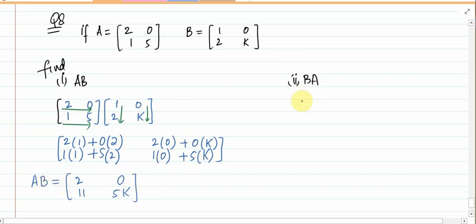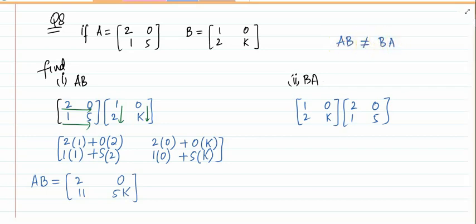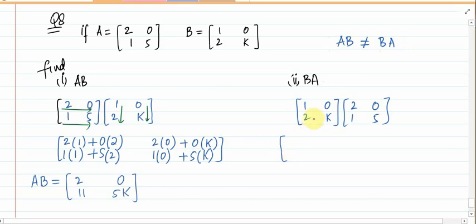For BA, we need to write the matrix B first. It will be [1 2; 0 K] times [2 1; 0 5]. Now in matrix multiplication, AB is not equal to BA. So if you have an answer in your mind that the result is the same, no, it will be different. Again, we need to first check the condition. Row into column, 2 by 2, 2 by 2, both matrices have equal order.